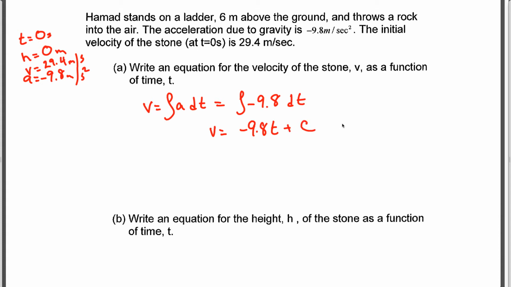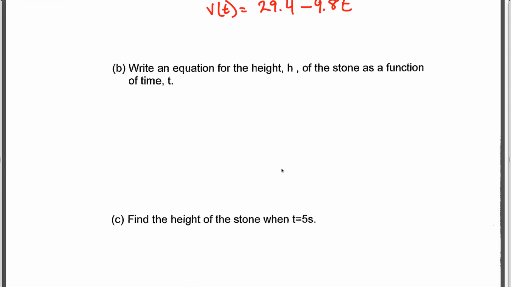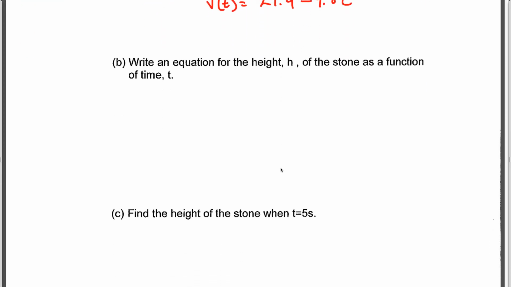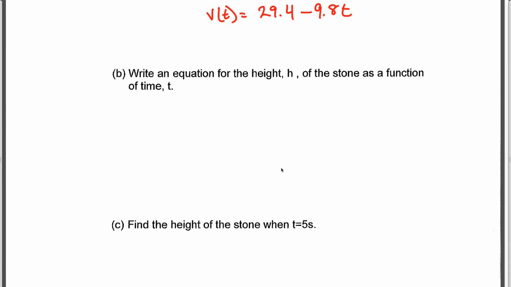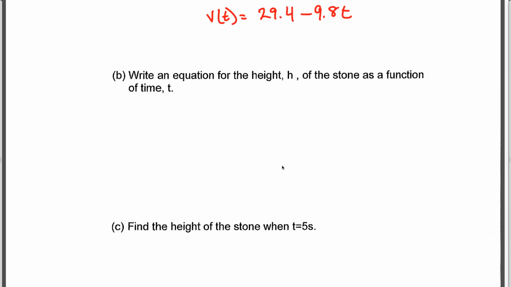And since we know v of 0 equals 29.4, then we know the constant c is 29.4. So in other words, velocity as a function of time is 29.4 minus 9.8t. So there's the example A. There's the velocity. Now we need to write an equation for the height, and we'll try to leave the velocity equation there so we can see it.